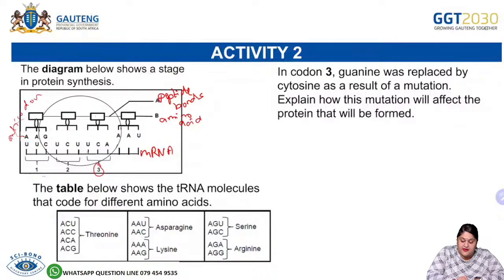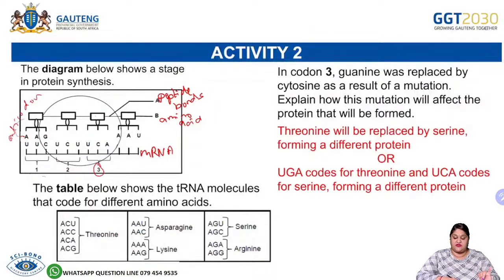Okay? Explain how this mutation will affect the protein that will be formed. So the first thing you need to do is tell us what is going to be happening. Okay? And I prefer the second one here to first tell us that UGA codes for threonine and UCA codes for serine. So here's serine.